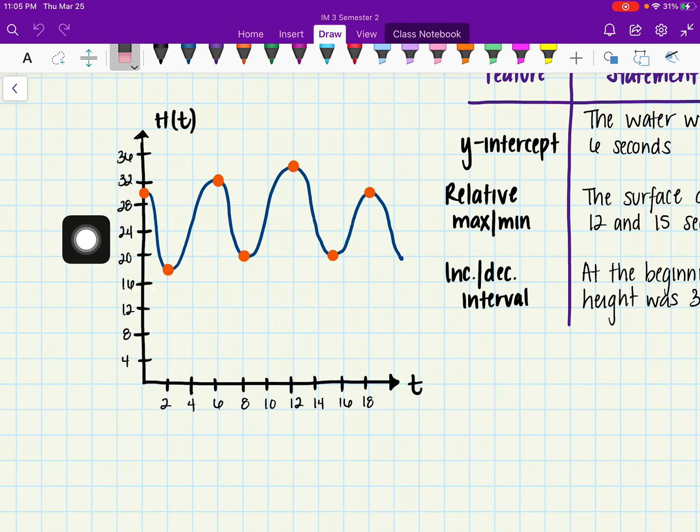Let's take a look at our graph. We can see a starting point at about 30 centimeters. From there, there's a decrease at 2 seconds, reaching about 18. Then from 2 seconds to 6 seconds, there's an increase all the way to 32 centimeters. From there, we see a decrease to 20 after 8 seconds. Then from 8 seconds to 12 seconds, we see the highest increase, to around 34. From there, we see once again a decrease at about 15 seconds. The last recorded point would probably be at 18 seconds at 30 centimeters.